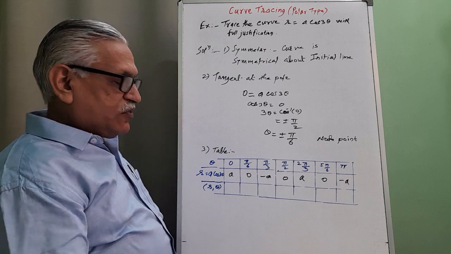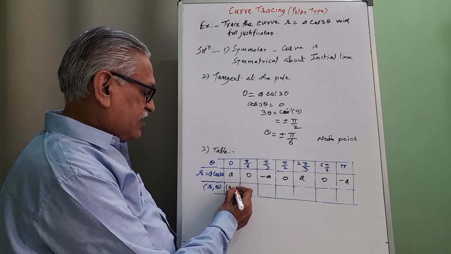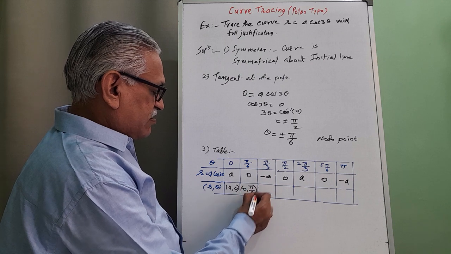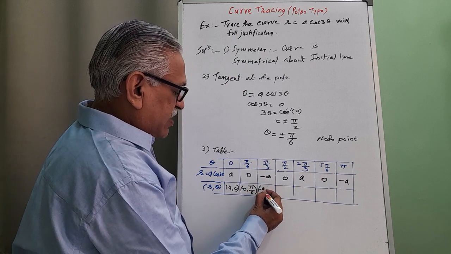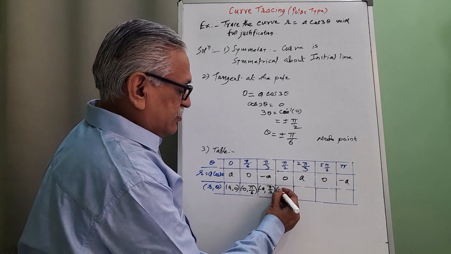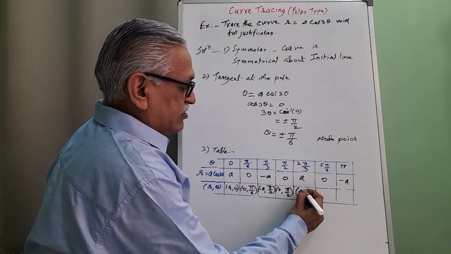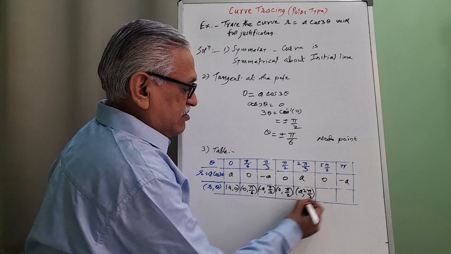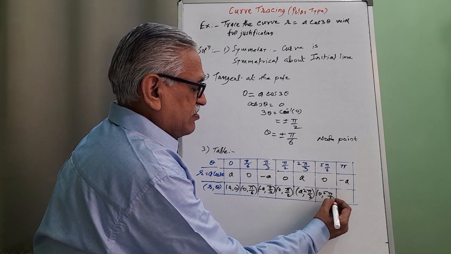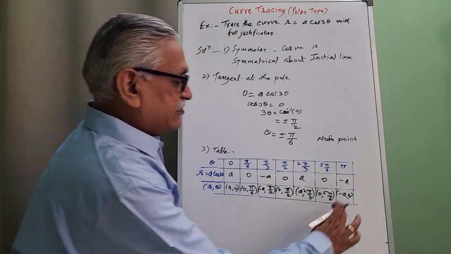Therefore the points which we have to draw are (r, θ): r is a, θ is 0 degrees; then 0, π/6; then −a, π/3; 0, π/2; a, 2π/3; 0, 5π/6; and the last one is −a, π.